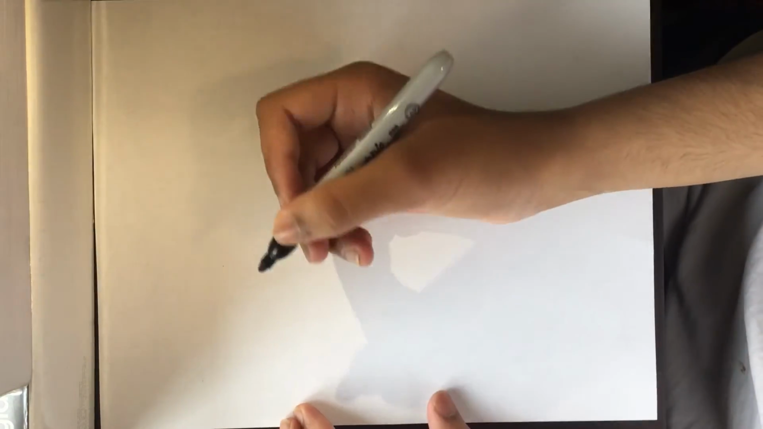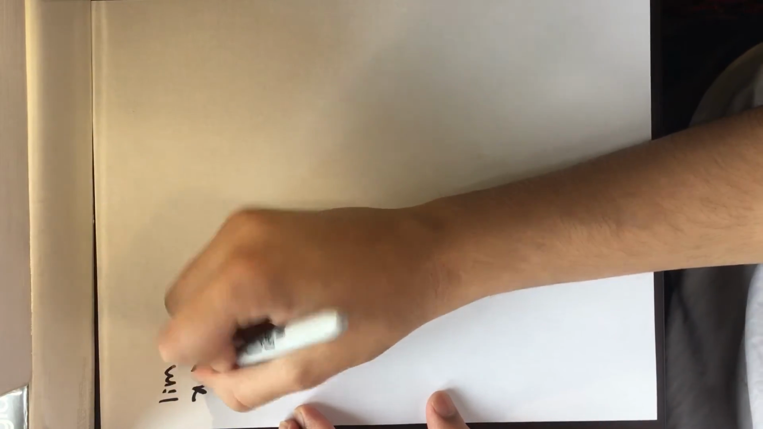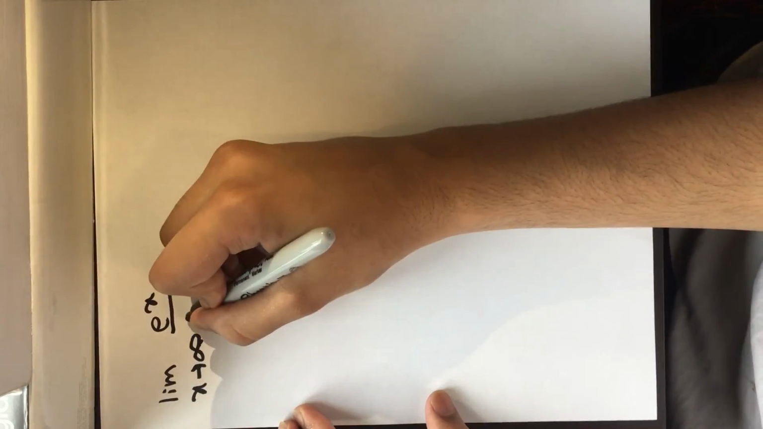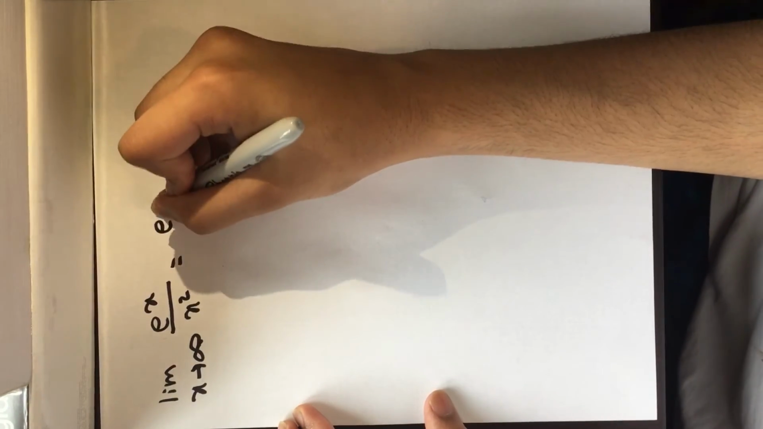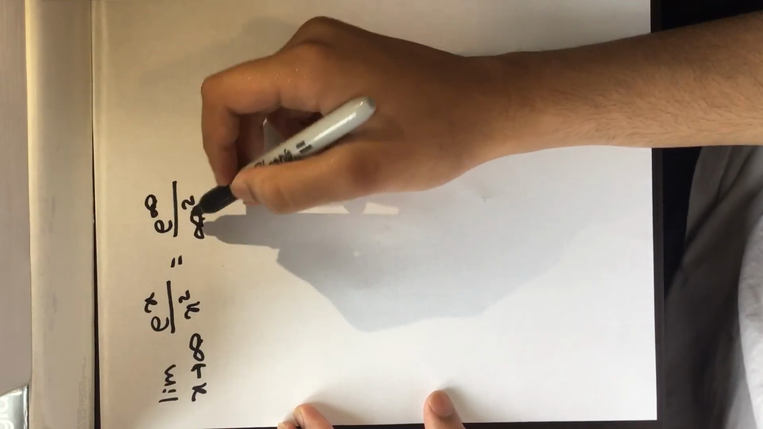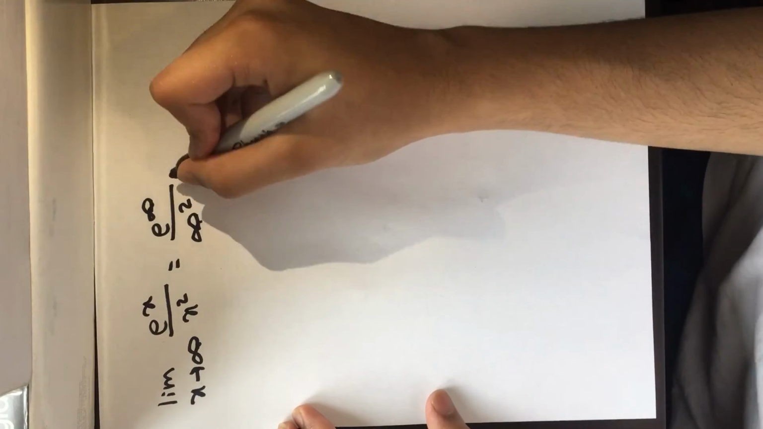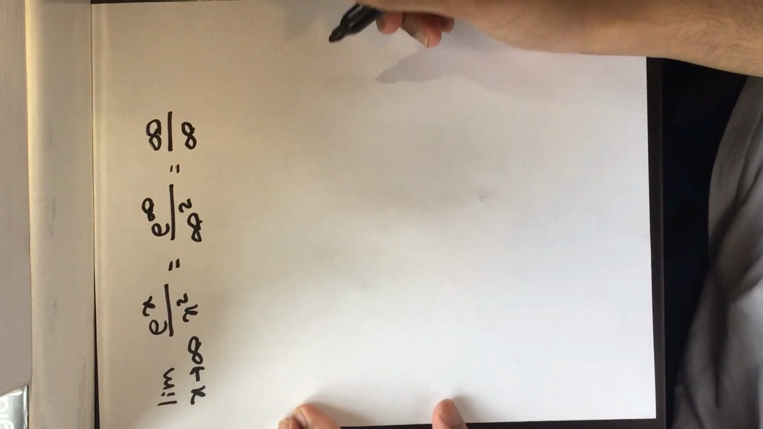L'Hopital's rule also works if we have a function where the limit is going to infinity. Something such as the limit as x goes to infinity of e to the x, Euler's number, over x squared. If we tried direct substitution, we would get e to infinity over infinity squared. This gives us another indeterminate form, infinity over infinity, as both are getting increasingly larger.